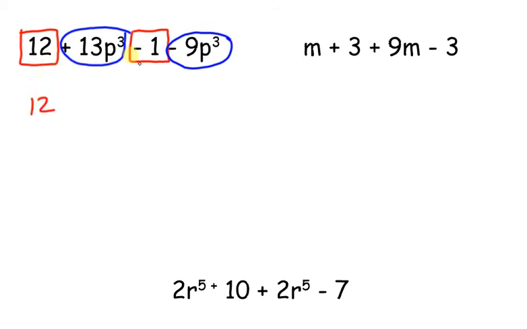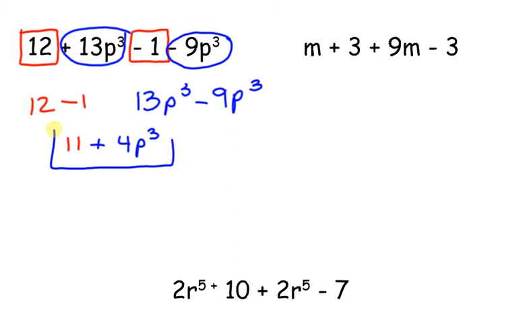So I have 12 and then -1, and that's going to be 11. And then in blue, I have my 13p to the third power, and that's a -9p to the third power. And because they're like terms, I can ignore the variables and just deal with the numbers. What is 13 minus 9? Well, it is +4p to the third power. And so my answer is 11 plus 4p to the third power.